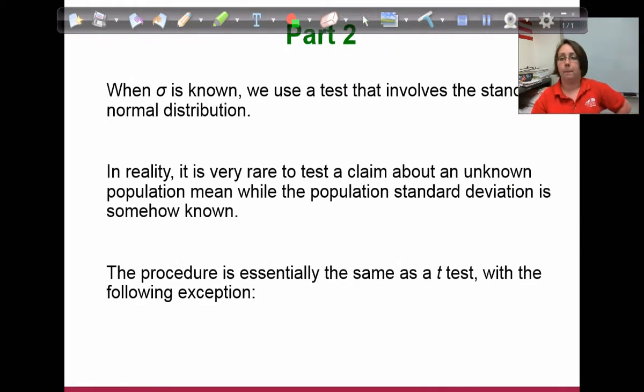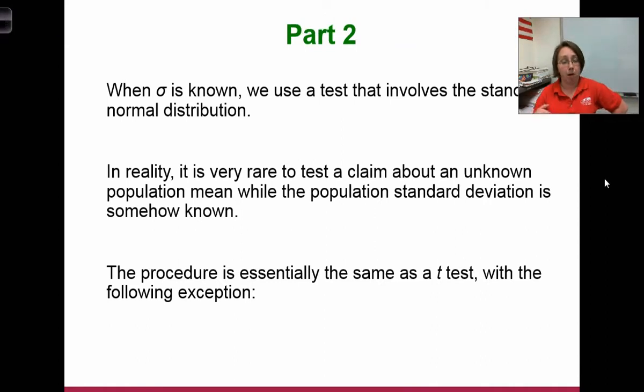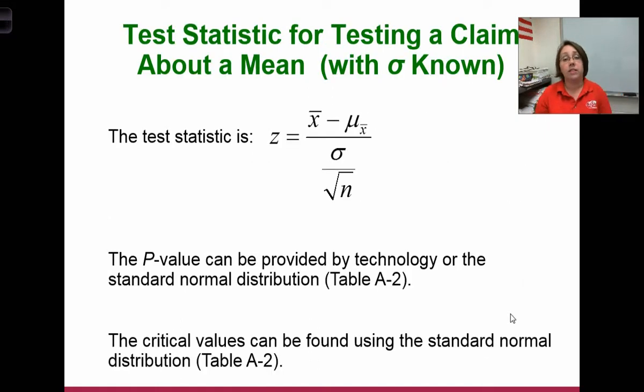All right. Now part 2, and then we're going to go do an example from scratch, where you have to determine if it's a part 1 or part 2 type of problem. So when sigma is known, we use a test that involves the standard normal distribution, the z-score. In reality, like I said, this is a very rare situation. You usually do not know sigma because it's a population standard deviation. Now the procedure is essentially the same as a t-test with the following exception. You need to use a z-score formula.